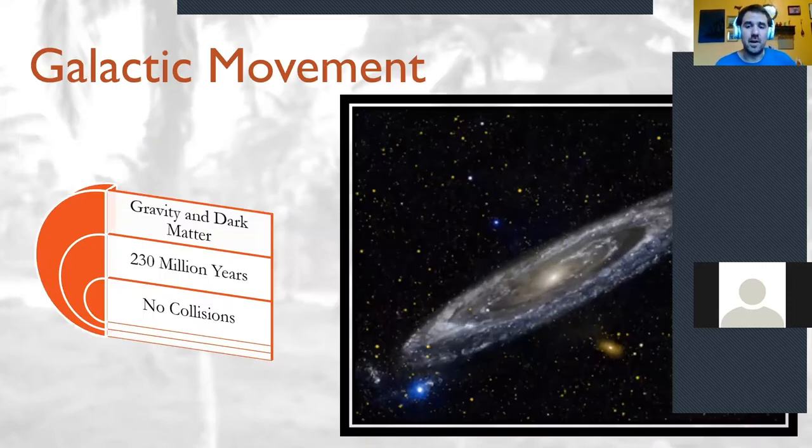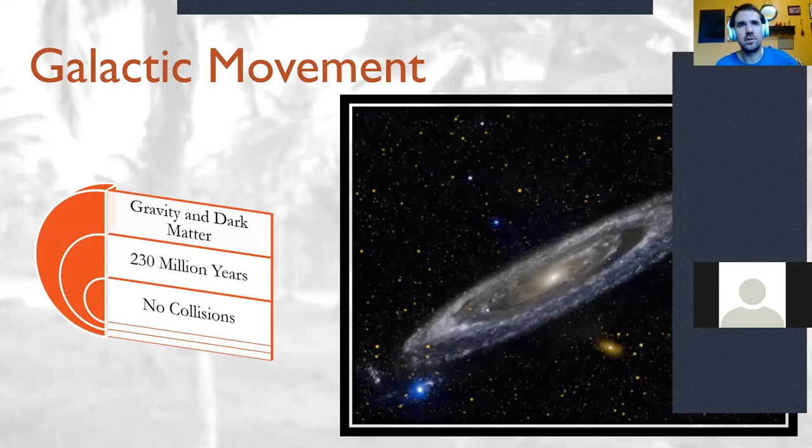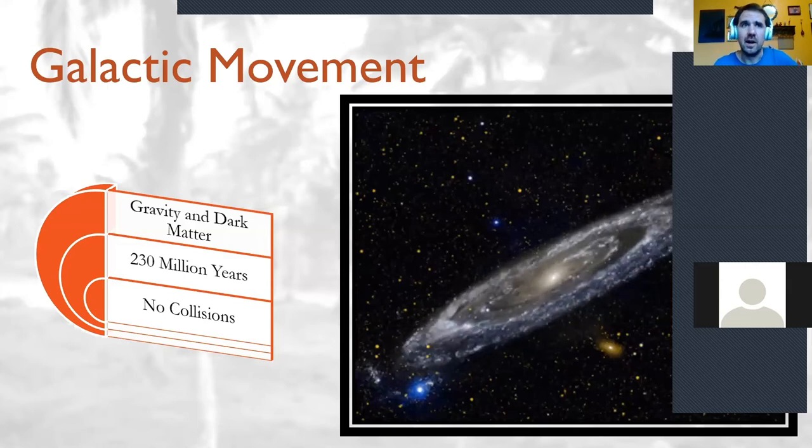Next movement is one of the big ones, galactic movement. So our planet is orbiting the sun, and that sun is just one small speck of light in this giant disk that we call the Milky Way. Milky Way is our galaxy. It has about 250 billion different stars in it. I think that's the latest research on it back from 2019, about 250 billion stars.